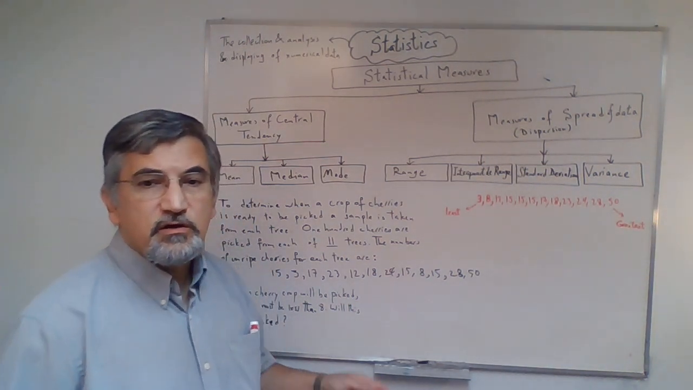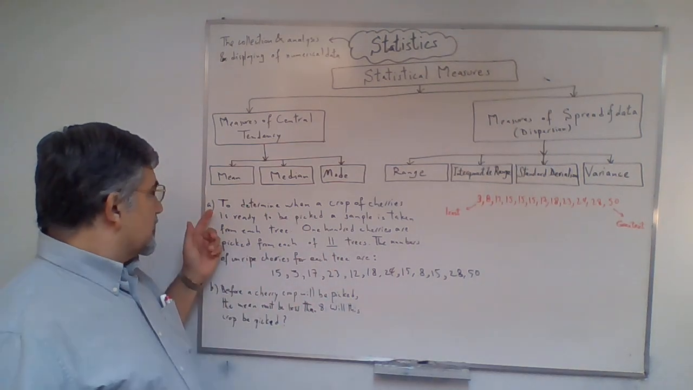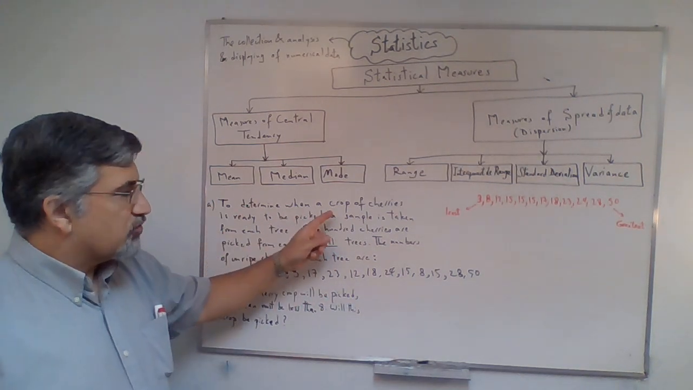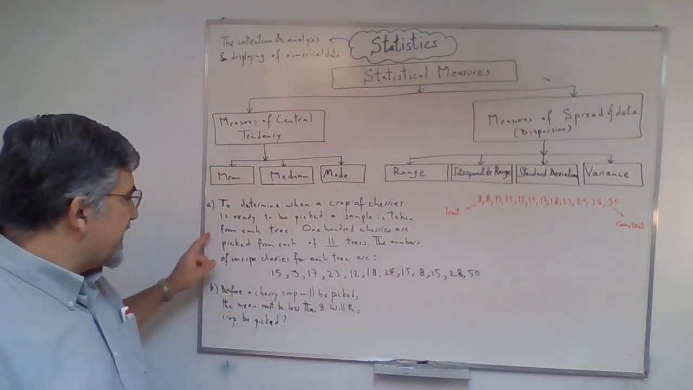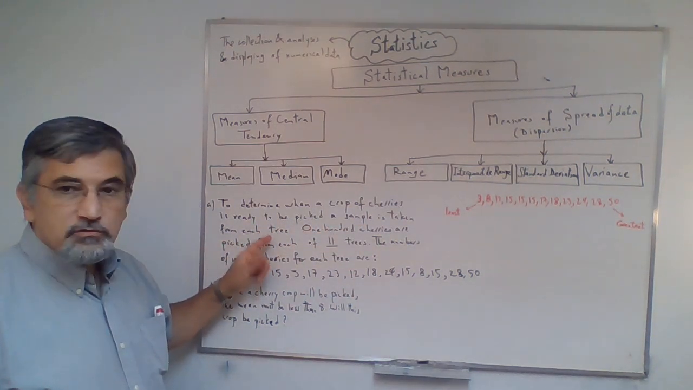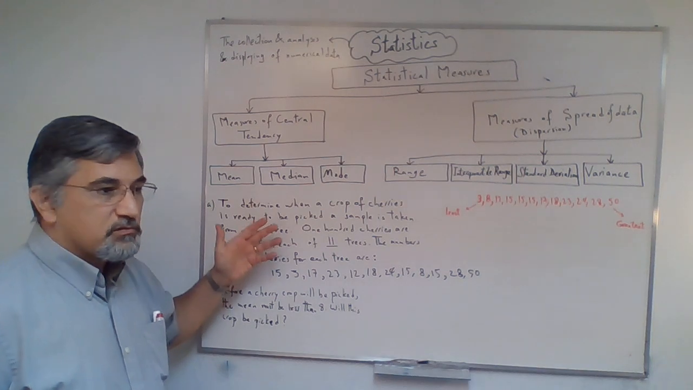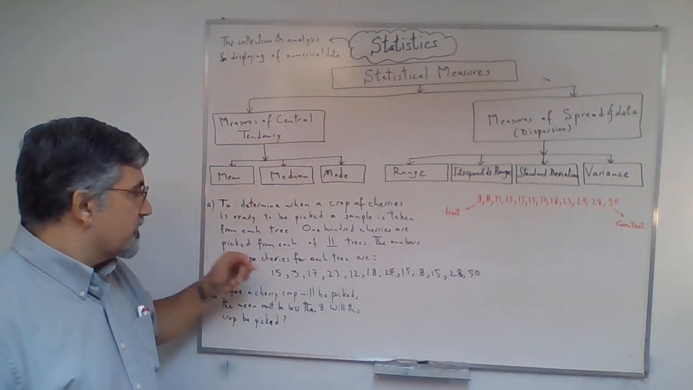We have a very good example here. It says to determine when a crop of cherries is ready to be picked, a sample is taken from each tree. This is a real life problem. It can happen in a farm or somewhere.